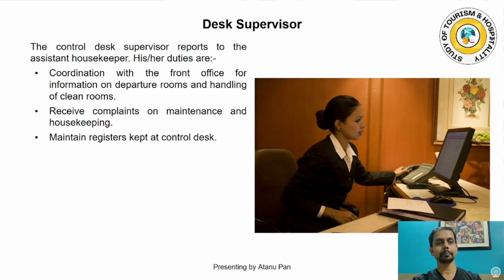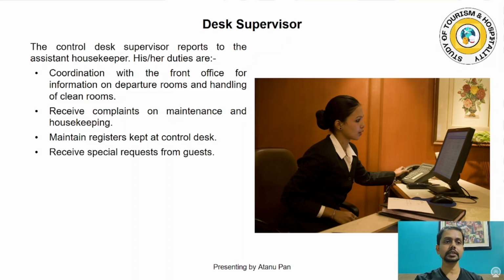All right, maintain registers, kept at control desk. All right, the register is maintained here. Whatever registers are maintained in the department, those are kept in the desk control room, and it is ensured by the desk control supervisor that all the staff are recording them as per the requirement. Receive special request from guest. Okay, so if there is any special request from the guest, that is also received by the desk control supervisor.